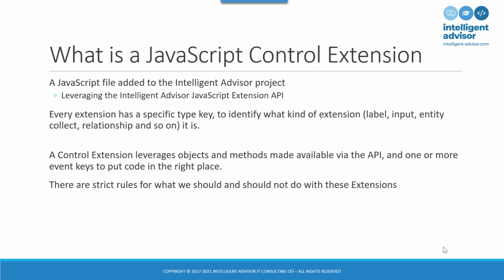and typically uses one or more event keys to ensure that you write your code in the right place. For example, an input extension has an event key called validate, which allows you to write code to validate whether what the user has entered meets your particular conditions. There are strict rules documented online as to what we should and should not do with these JavaScript extensions.